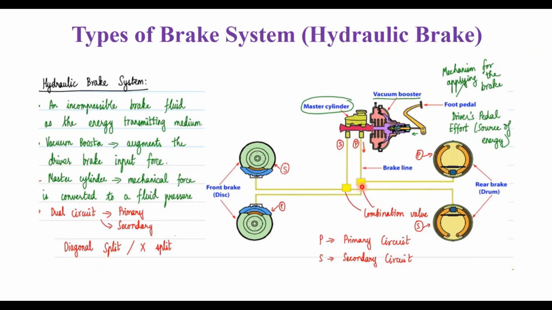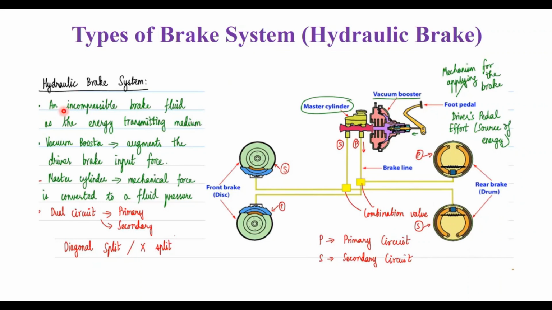Okay, you have the combination valve also, which is highlighted in yellow. And then the secondary circuit is the one where the fluid goes to the right wheel of the front brake disc and to the left wheel of the rear brake drum.